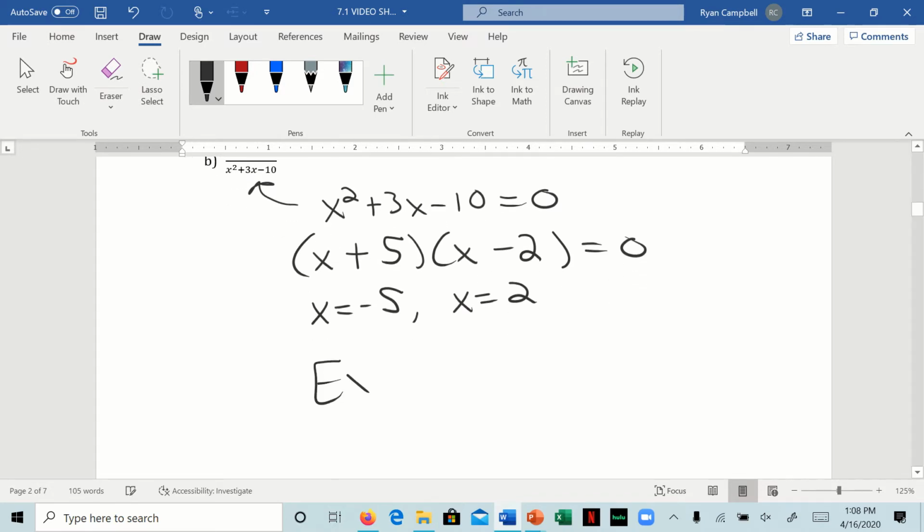So we need to exclude negative 5 and 2, because negative 5 makes the denominator 0, which is bad, and 2 makes the denominator 0, which is bad.